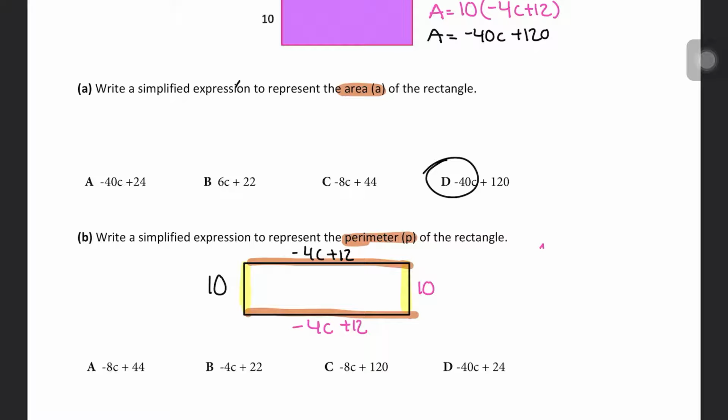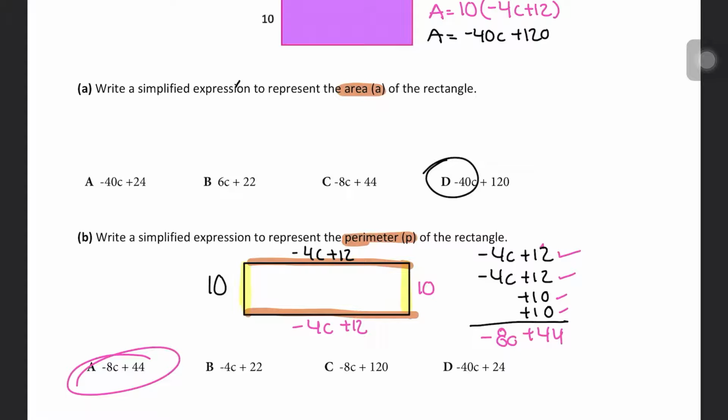So let's combine them, because perimeter means you have to find the distance around the shape. So negative 4c plus 12, negative 4c plus 12, plus 10, plus 10. So 10, 20, 32, and 44. Negative 4c minus 4c, that's going to be negative 8c. So the answer is letter A.